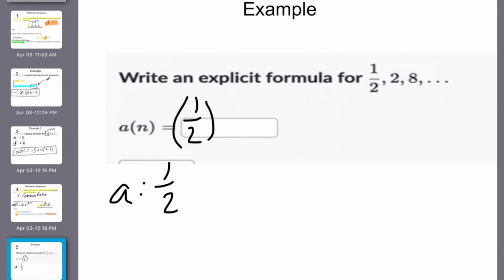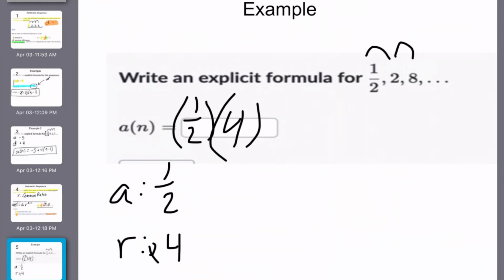A lot of times you can do this by taking the second term and dividing it by the first. Or in this case, 2 divided by 1/2, or 8 divided by 2. I think we would all recognize that in this case we're increasing, which means I'm multiplying by 4. So I know that my r is 4. And now I just need to include my n minus 1 as my exponent, and that's it. That's my explicit formula for this sequence.